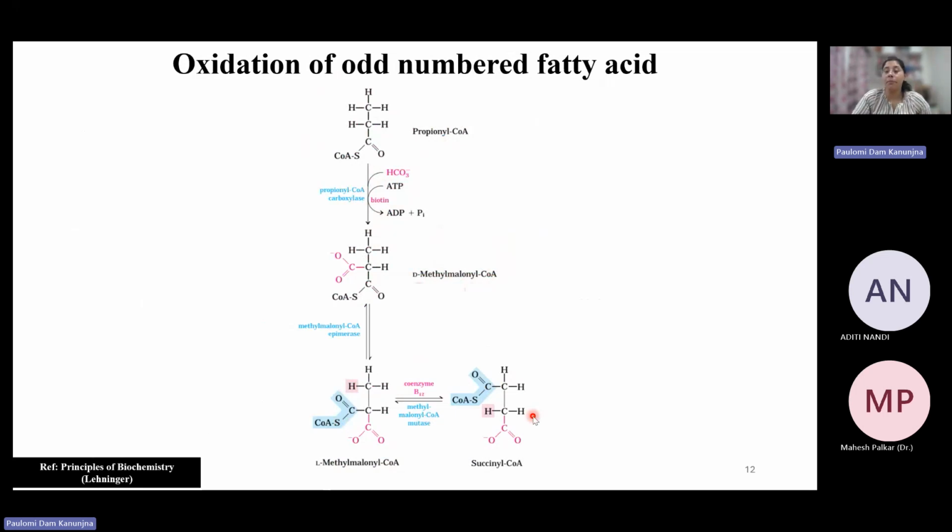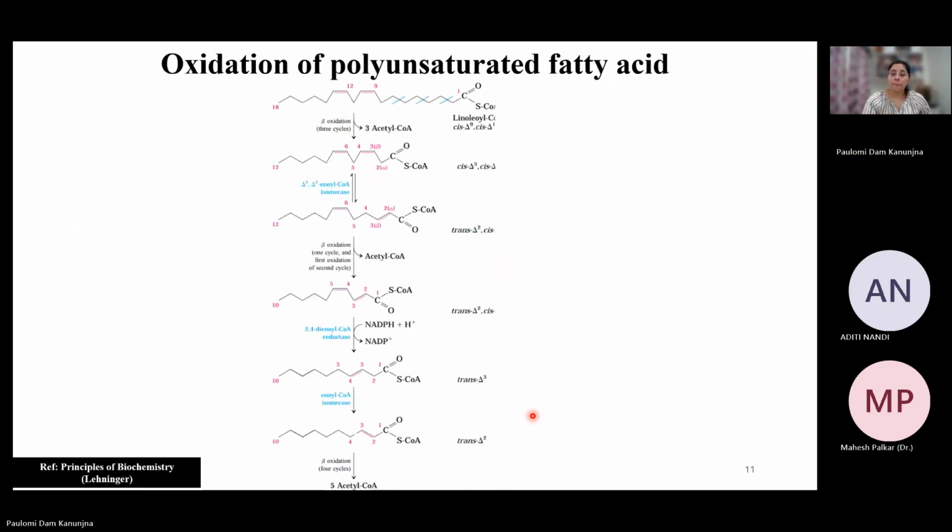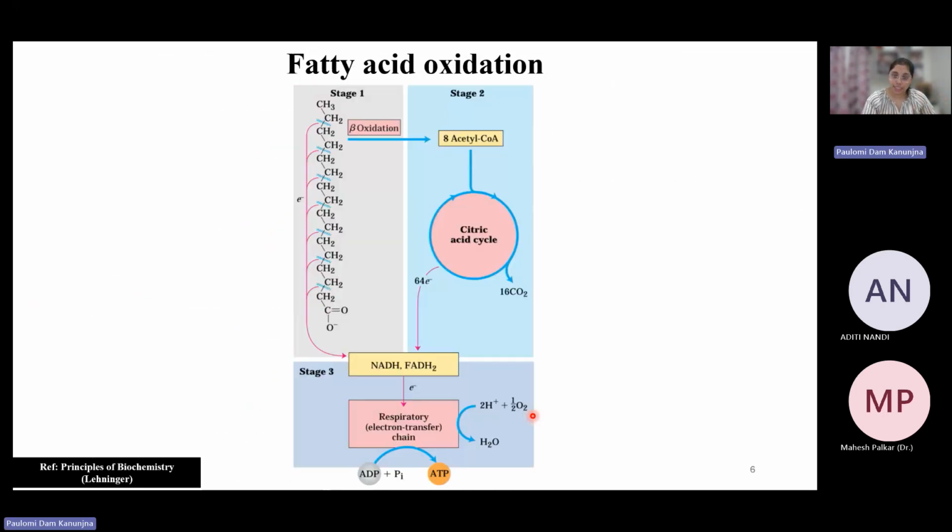So when you have an odd numbered fatty acid, the end product is succinyl coenzyme A, that, as we know, is used in the citric acid cycle, right? So this also gives you an intermediate, but not acetyl coenzyme A, but succinyl coenzyme A. So odd numbered fatty acids have a different fate, but the others make use of these basic four enzymes.